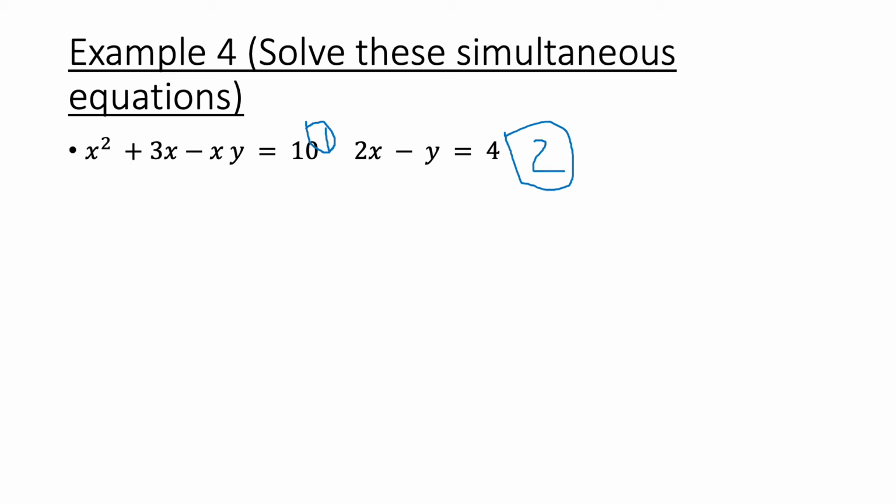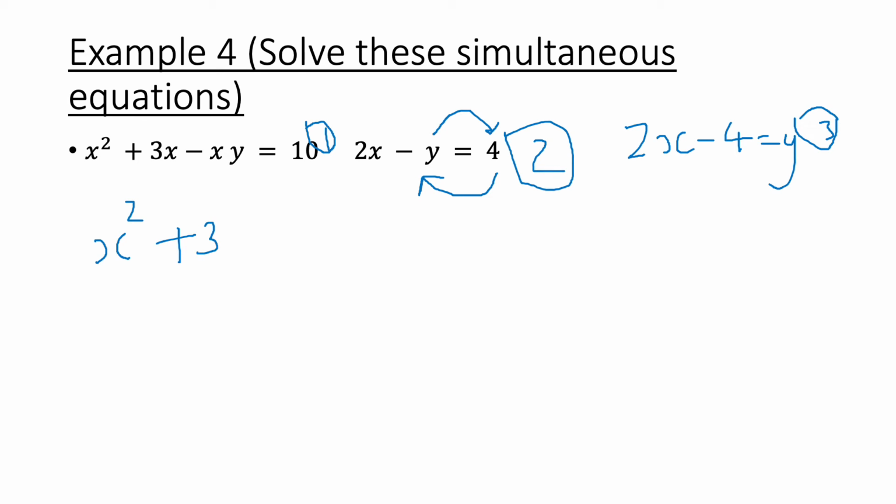What I'm going to do is rearrange equation 2 to make y the subject. So I'm going to bring the y over and the minus 4 over. So 2x subtract 4 is equal to y. I'm now going to substitute that into equation 1 and replace it with y. I'm going to get x squared plus 3x minus x lots of 2x minus 4 is equal to 10. Okay?